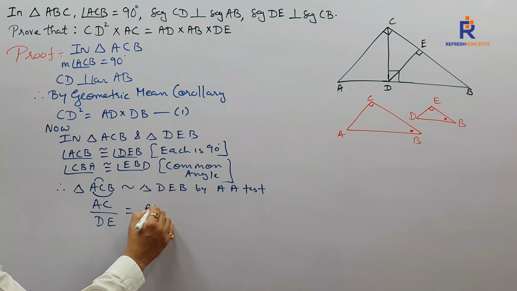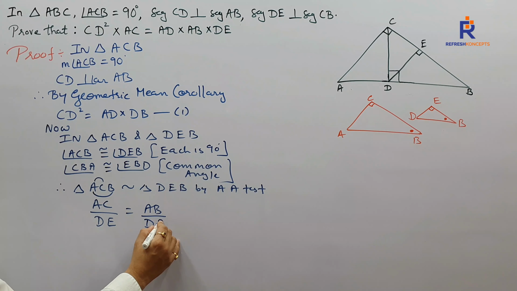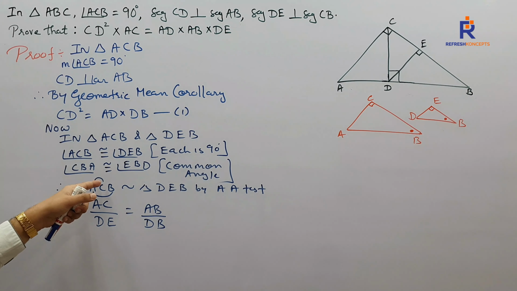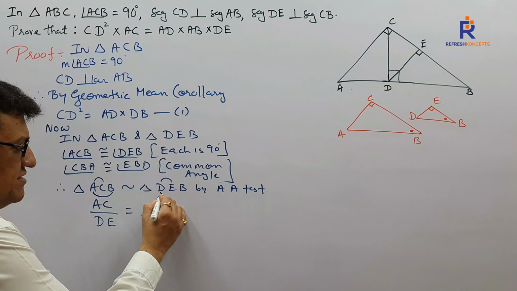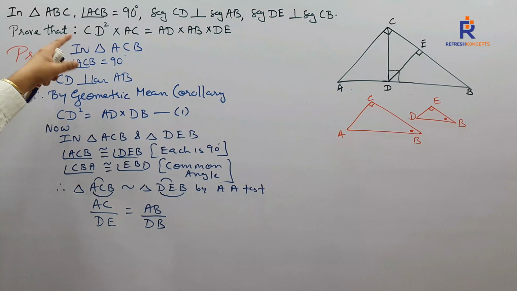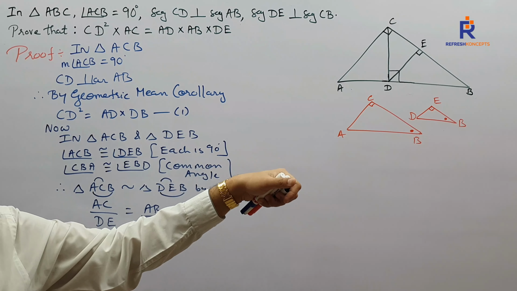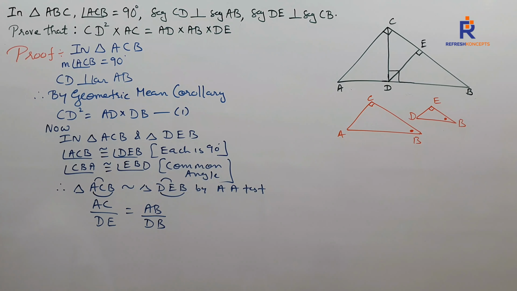Here it's AB. And who is the corresponding side to AB? DB. Sir, how about the third one? BC and EB. The first two are this and this. The third one, BC and EB. Does BC and AB play any important role? The answer is no. So we need not write it down.